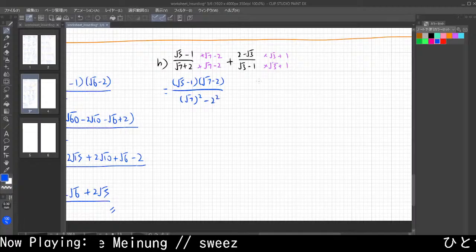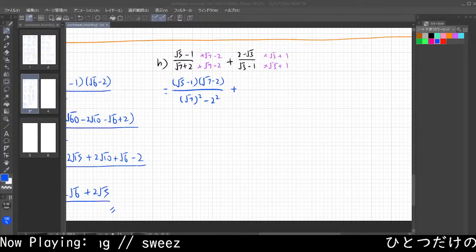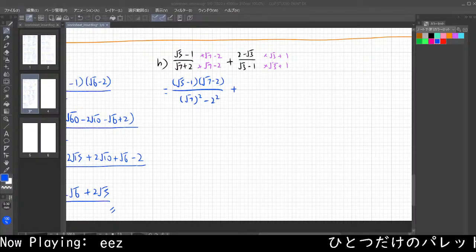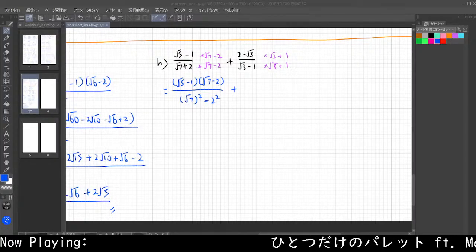A square minus B square. A square minus B square. So let's do that.